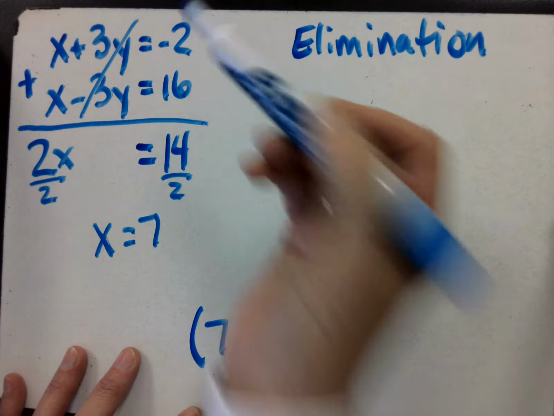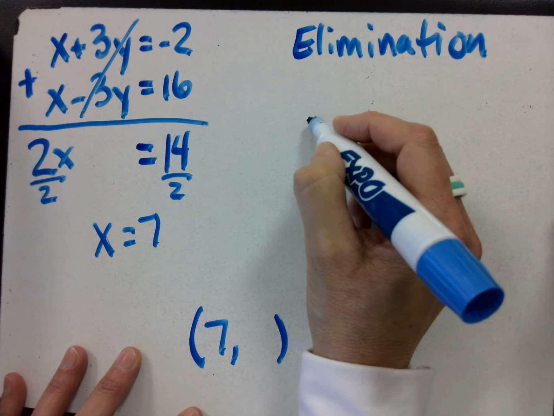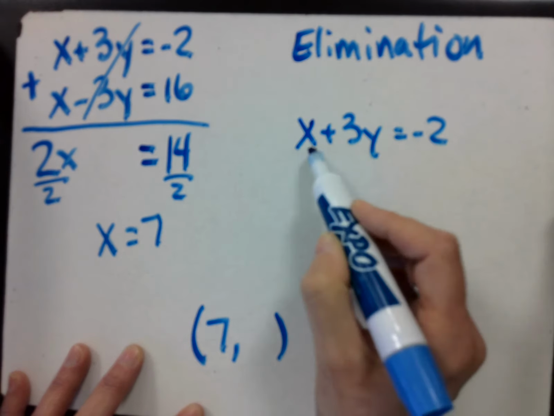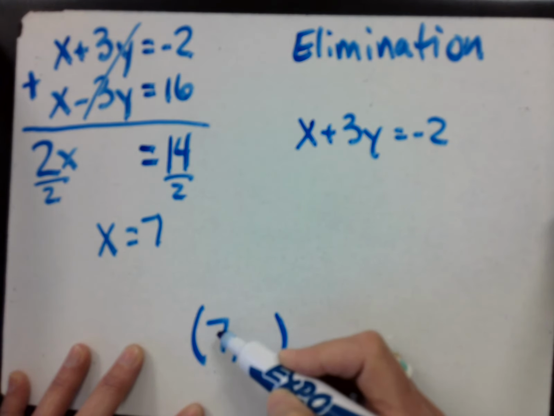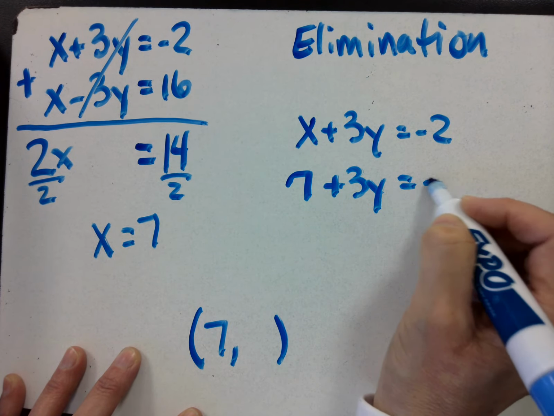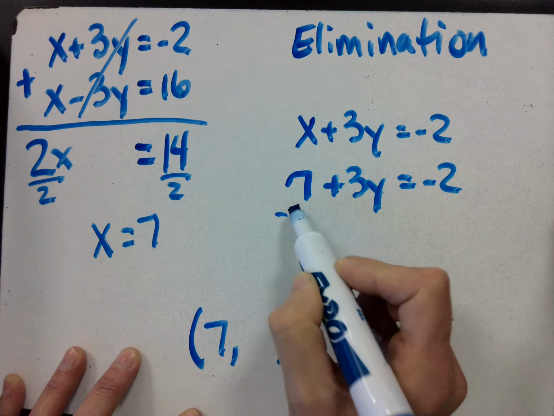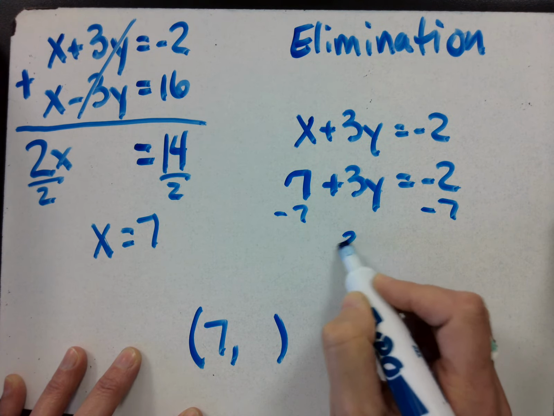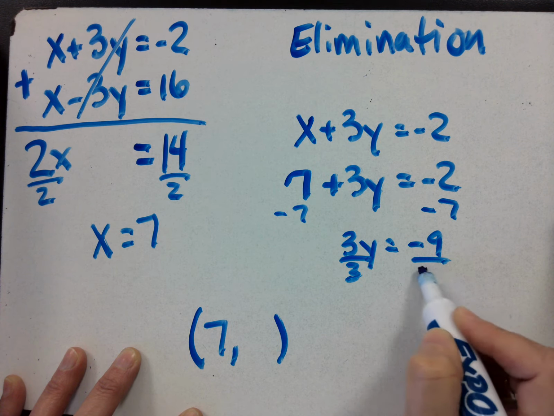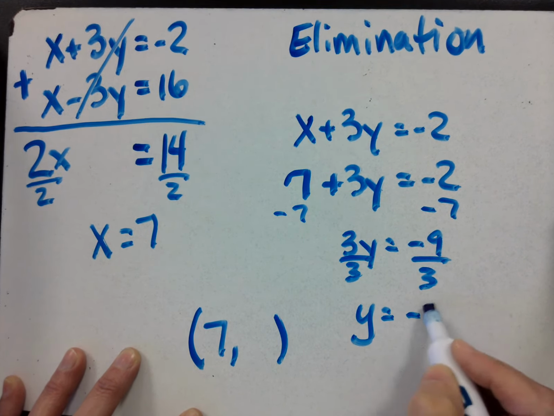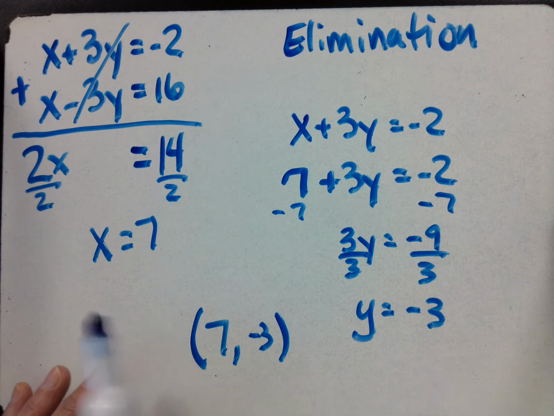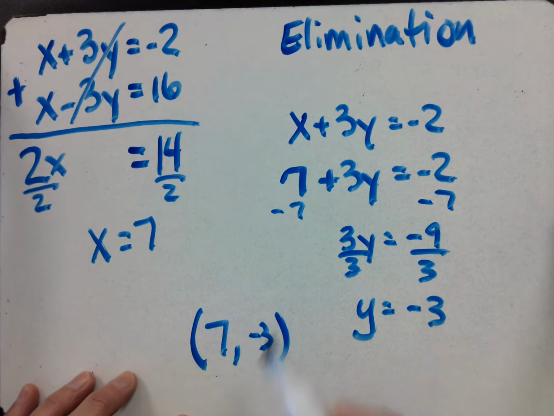So I'm just going to pick the top one. Here's my top one, x plus 3y equals negative 2. Where the x is, I can replace it with 7 because I know x is 7. So I go 7 plus 3y equals negative 2, and I solve for y. Subtract 7 on both sides. I get 3y equals negative 9. Divide by 3 on both sides. I find out y is negative 3. And you're done. If you were to graph both those, this is where they would intersect.